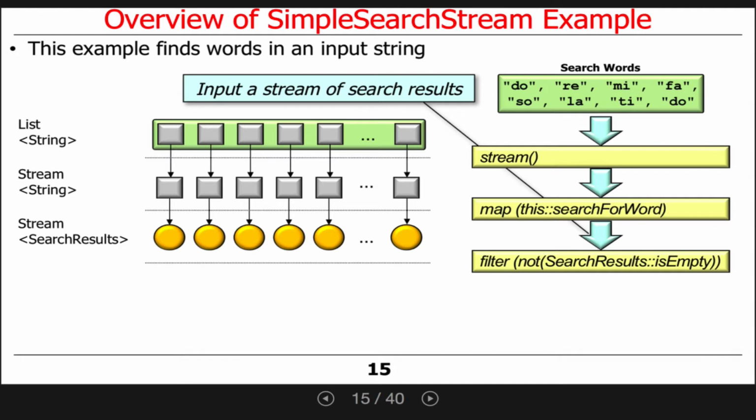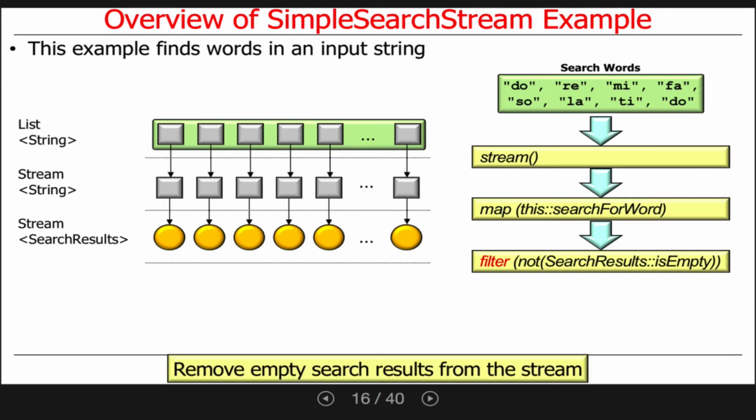So one of the things we're going to do here is apply a filter operation. What filter is going to do is remove the empty search results from the stream. The way you read filter is, if anything is not empty, then let it go through, right? So that's saying filter out stuff that's empty and filter in stuff that's not empty. Okay, so we're saying just let the stuff that actually had results go through.